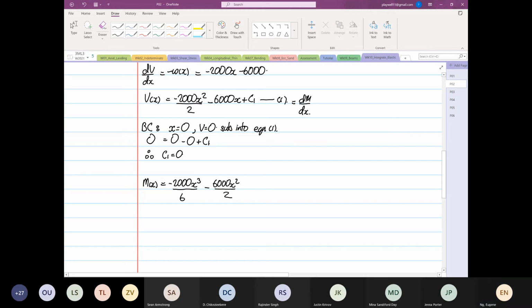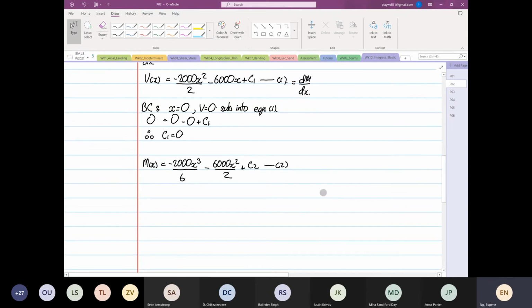over 2. C1 is equal to 0. You can drop it. So now plus C2. Okay. And this is our equation number 2. Then we're going to implement our boundary condition where x is equal to 0.